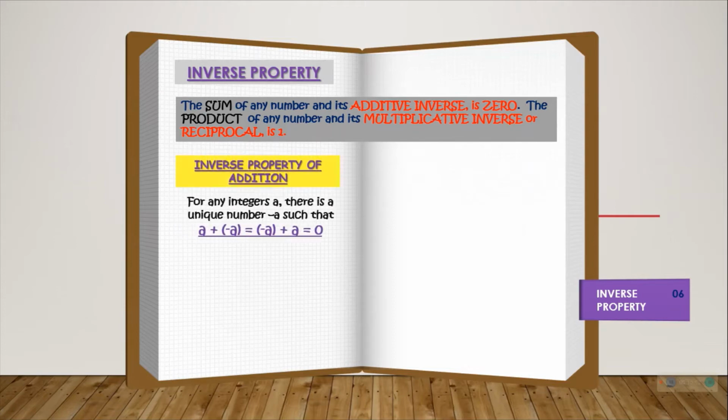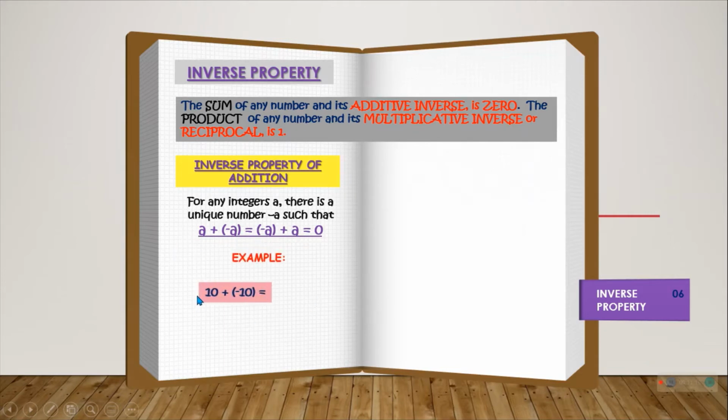For example, inverse property of addition. For any integer a, there is a unique number, negative a, such that a plus negative a is equal to negative a plus a is equal to 0. This means that if one is negative and you add it to the positive of the same number, the answer is automatically 0.